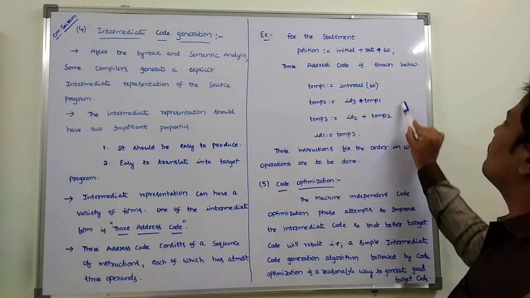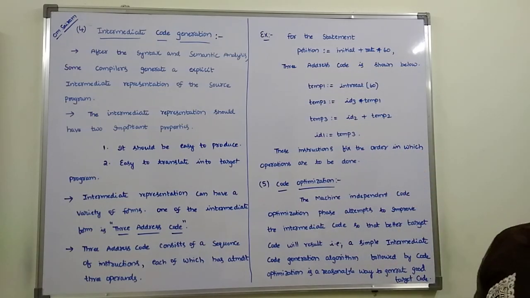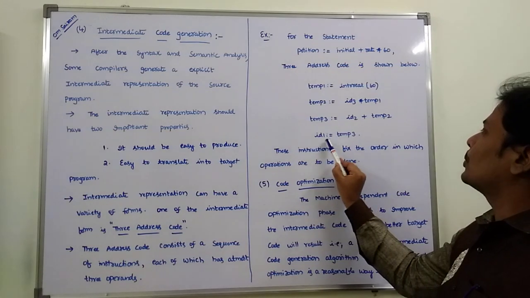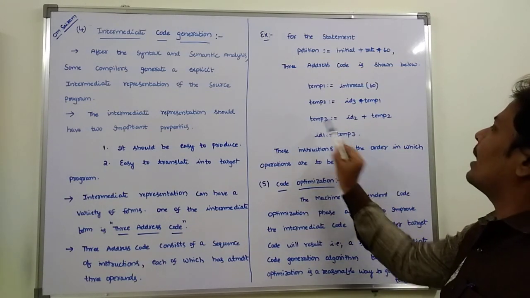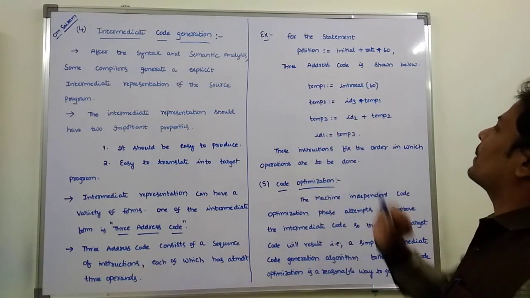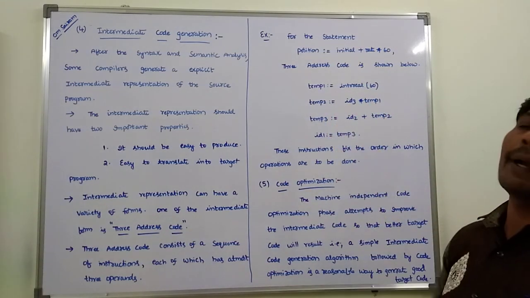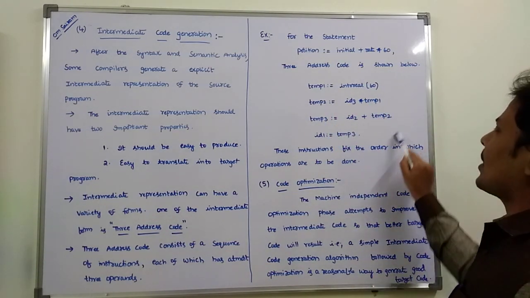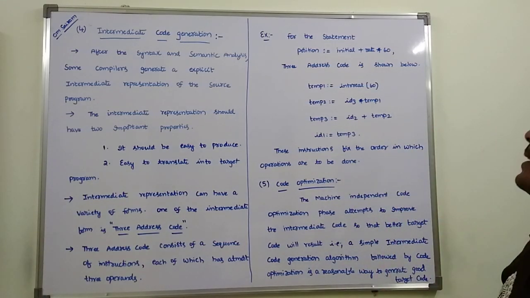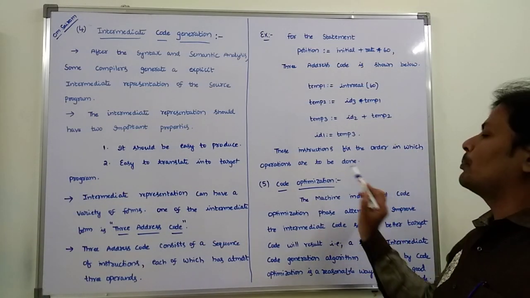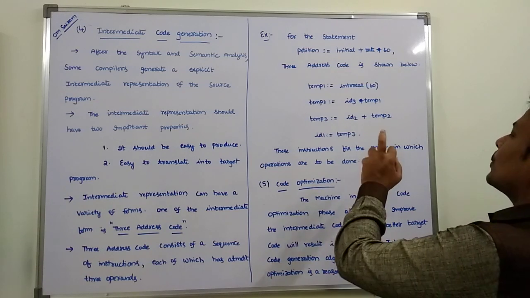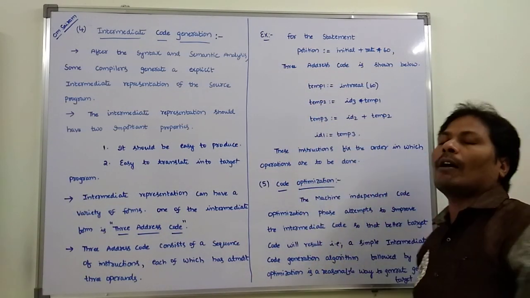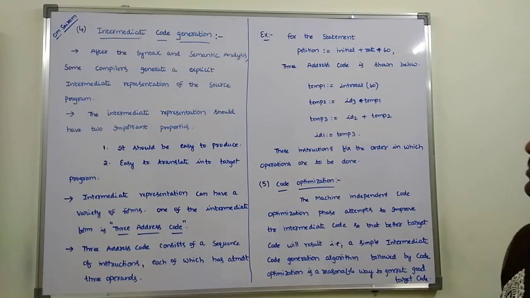So each and every instruction can have at most 3 operands. Here 2 operands are there, here 3 operands, here 3 operands, here 2 operands. So these instructions fix the order in which operations are to be done.